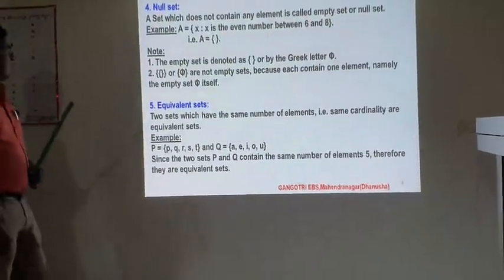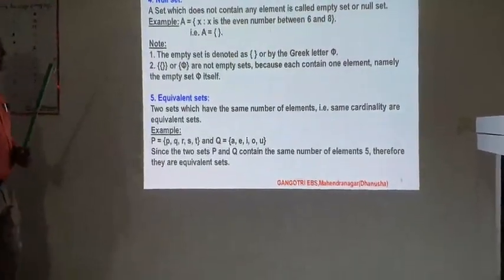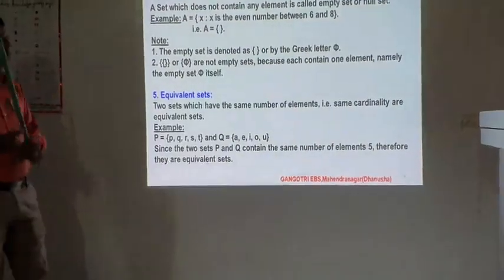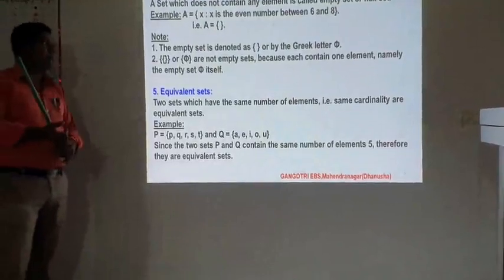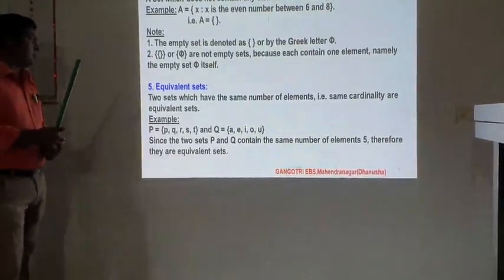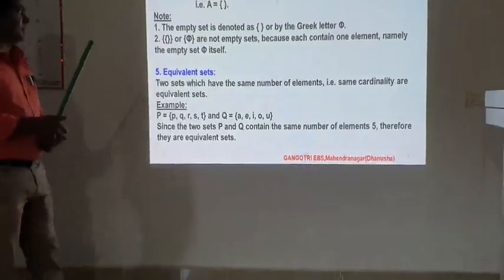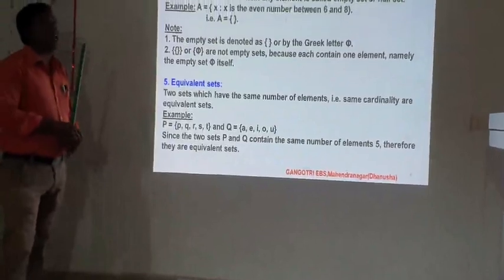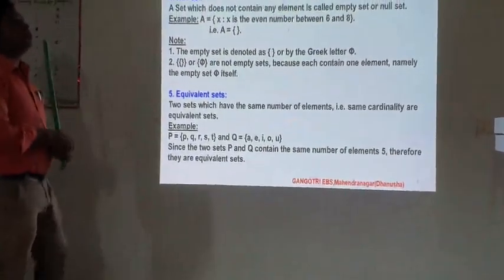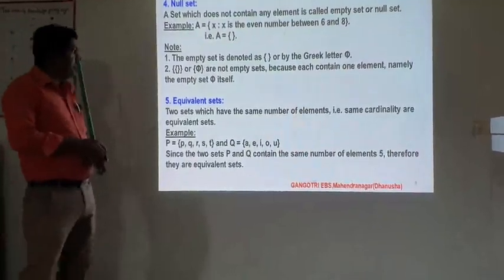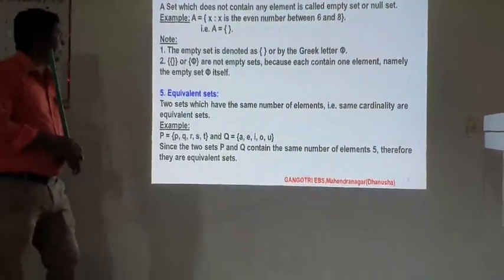Now we discuss equivalent sets. Equivalent sets means what? Sets which have the same number of elements, or the same cardinality, are equivalent sets. It means if there are two or more sets and their cardinality is the same, then they are known as equivalent sets.